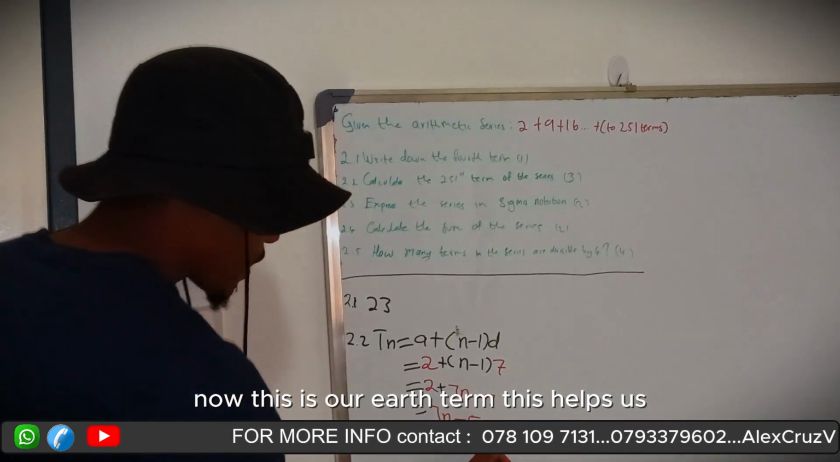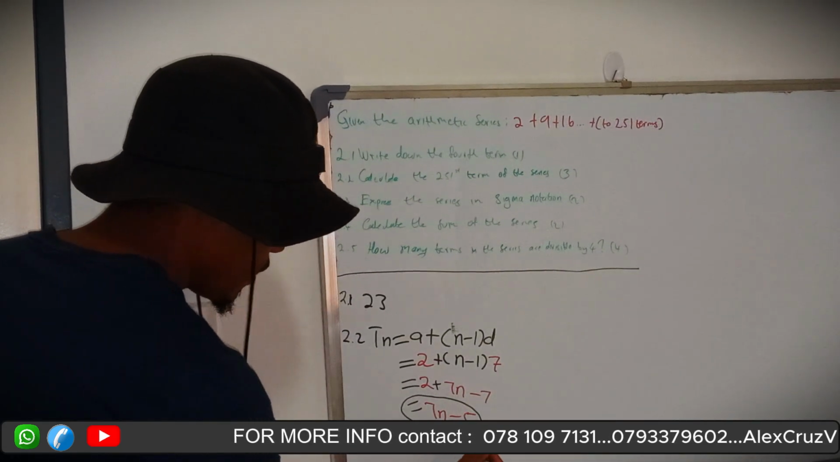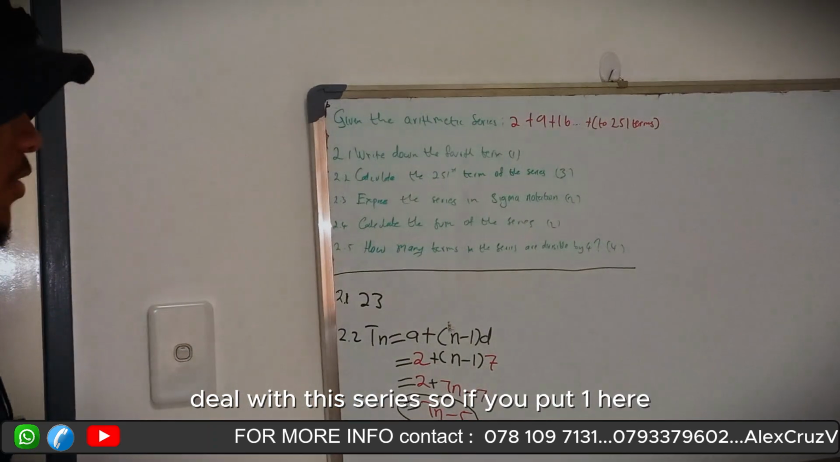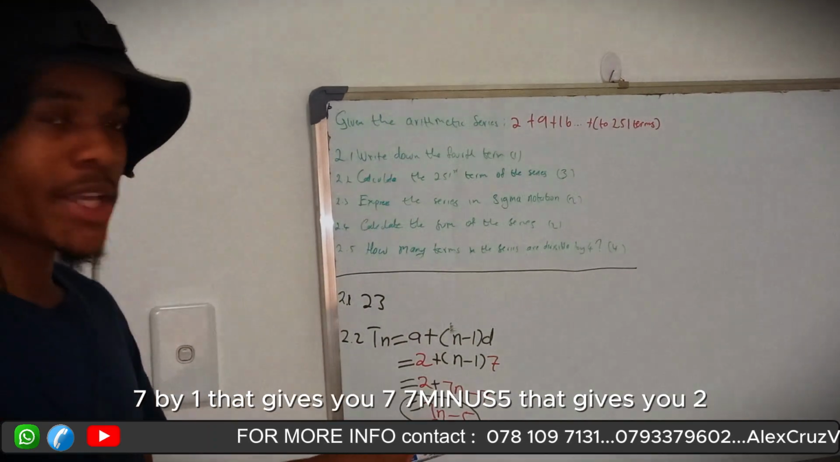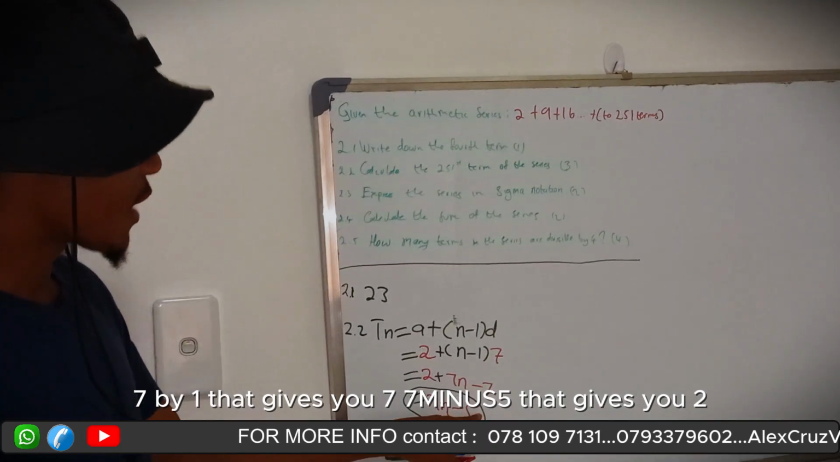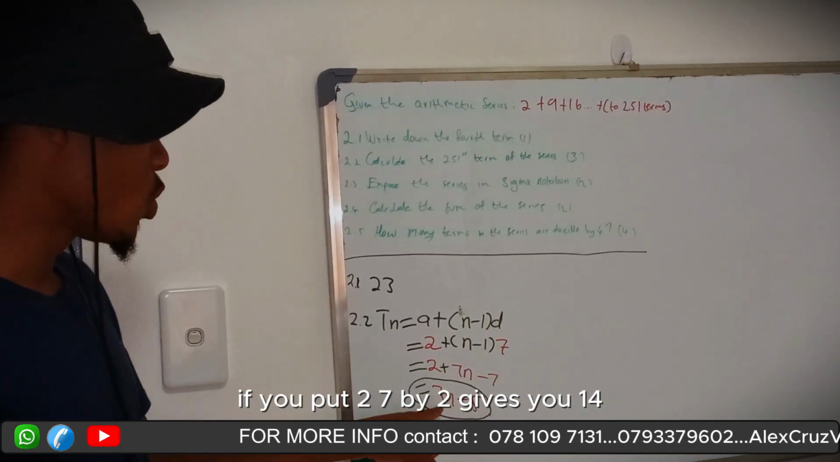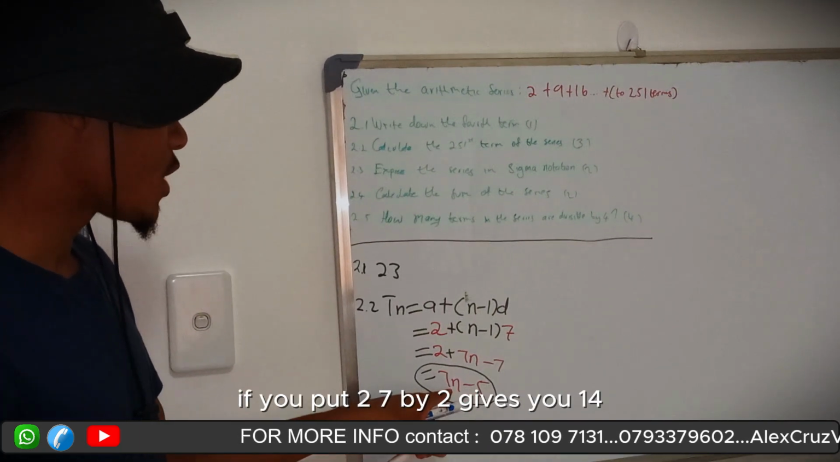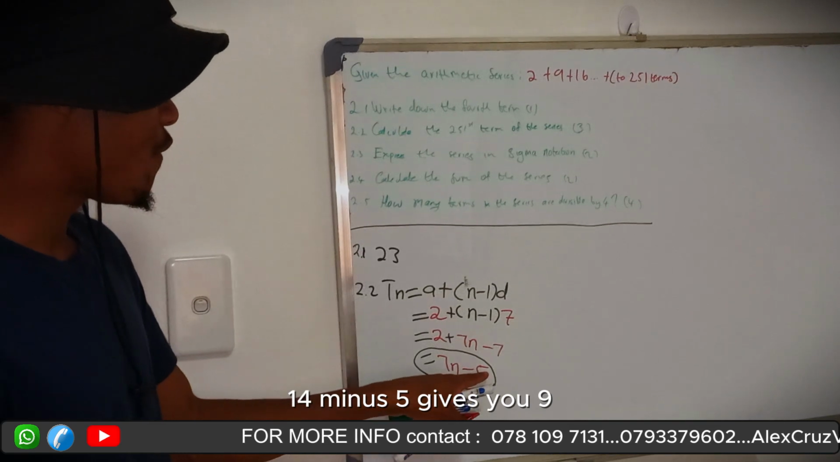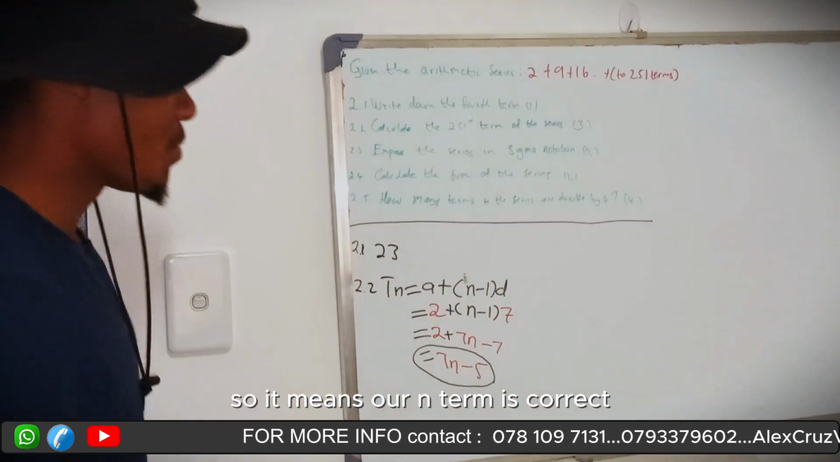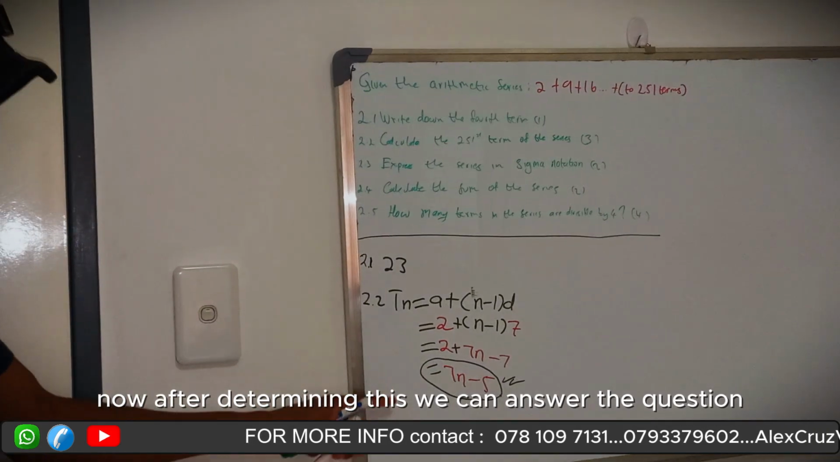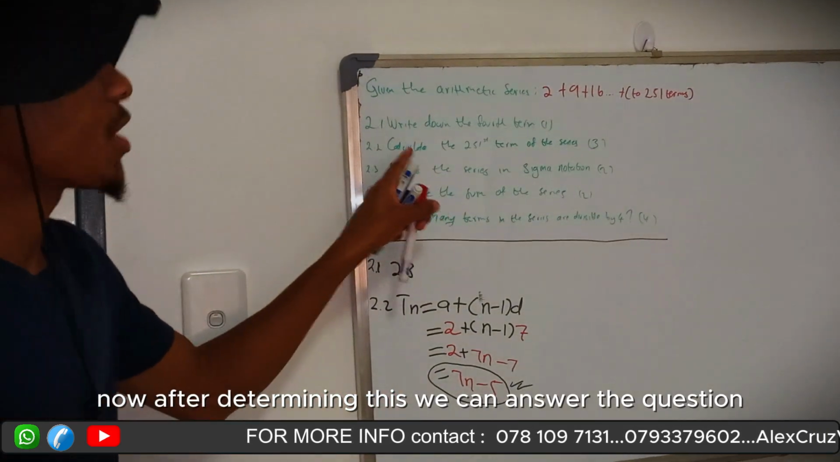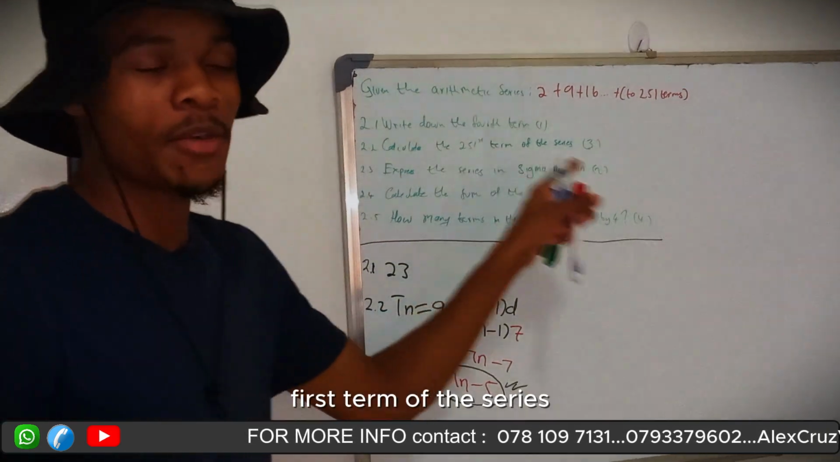This helps us deal with this series. So if you put 1 here, 7 by 1 gives you 7. 7 minus 5 gives you 2. If you put 2, 7 by 2 gives you 14. 14 minus 5 gives you 9. So it means our nth term is correct. Now, after determining this, we can answer the question. Calculate the 251st term of the series.